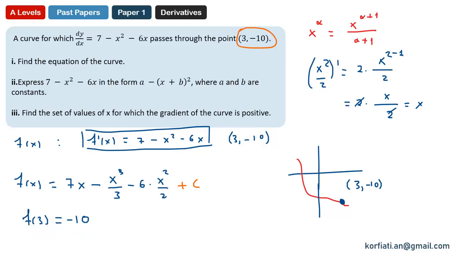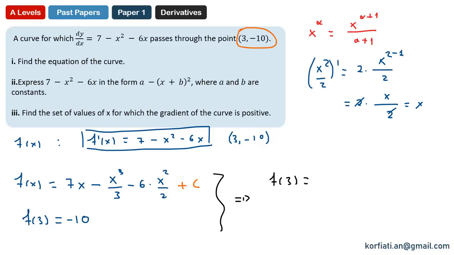Now I have to combine all the things that I know. Let's combine them here. f of 3 means 7 times 3 minus 3 to the power of 3 over 3 minus 6 times 3 to the power of 2 over 2 plus c. This whole thing has to be equal to minus 10. So now all I have to do is solve this equation, do these calculations, and determine c.